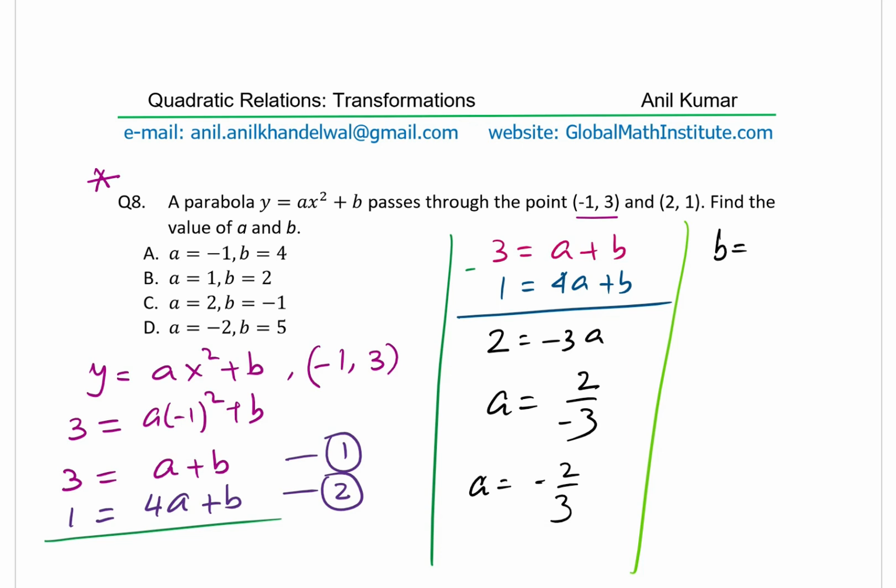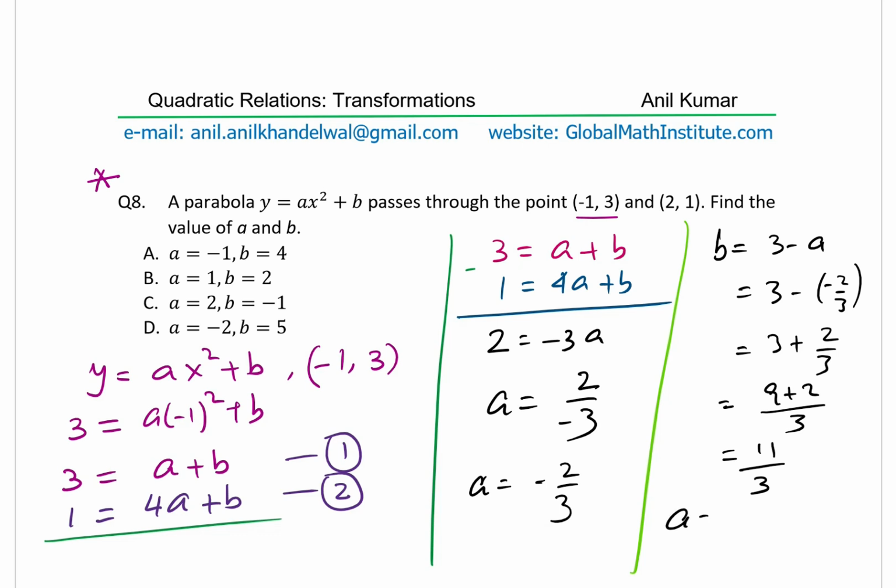The first one is simpler. b is 3 minus a. So we get 3 minus 2 over 3, which is equal to 3 plus 2 over 3, or 9 plus 2 over 3, which is 11 over 3. So for us, the answer is a equals minus 2 over 3 and b equals 11 over 3. Correct? So that is the correct answer.